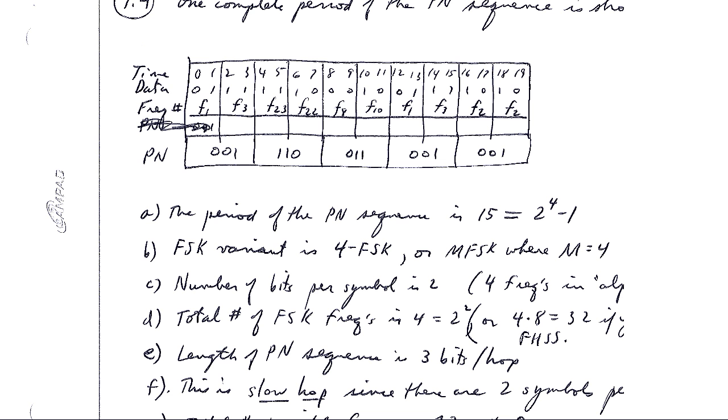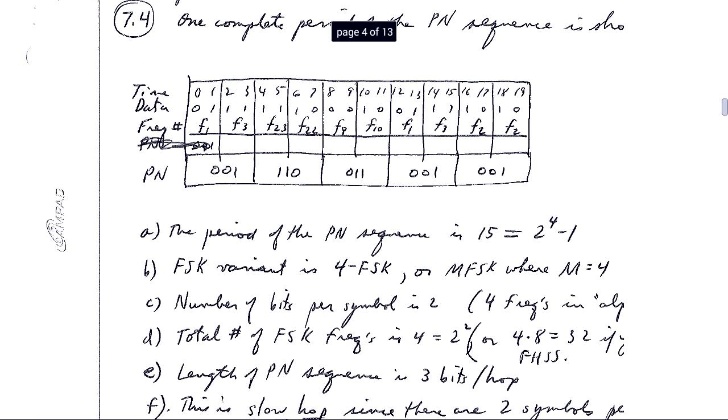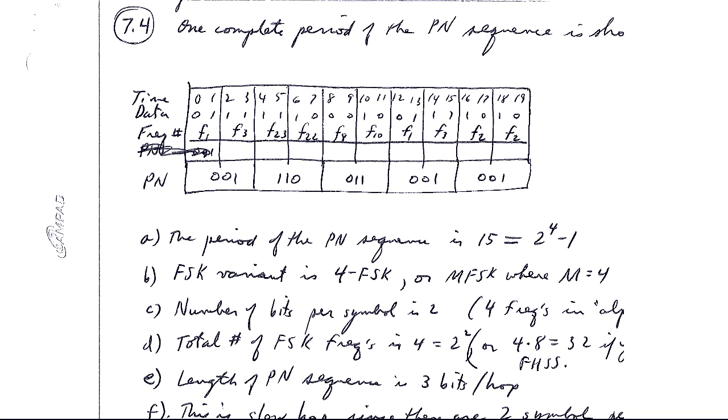And this is the table he gives, and he gives time steps 0 through 19. He gives data bits, one data bit for each time step, and he shows frequency numbers as well as pseudo noise bits. So this is a system where we've got frequency hop spread spectrum along with FSK. Okay, and so what he's doing is showing you the PN sequence here, and there are 1, 2, 3, 4, 5 times 3 or 15 bits in the PN sequence.